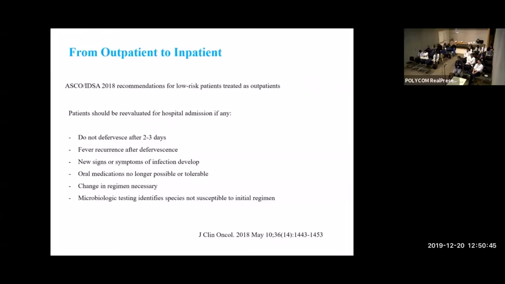If the fever does effervesce, but then they have a recurrence of the fever, or they have new signs or symptoms of infection, if they have PO intolerance, or an oral regimen does not cover the organism that we are suspecting, that's another indication. And obviously, if we had the patient in the hospital, did some microbiology workup and then sent the patient home, and then the susceptibilities come back and show the patient is receiving the wrong drug, that's another indication for bringing the patient back.